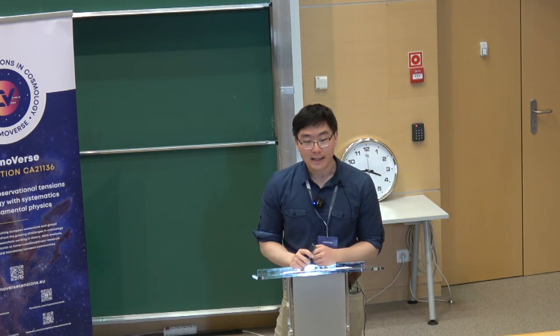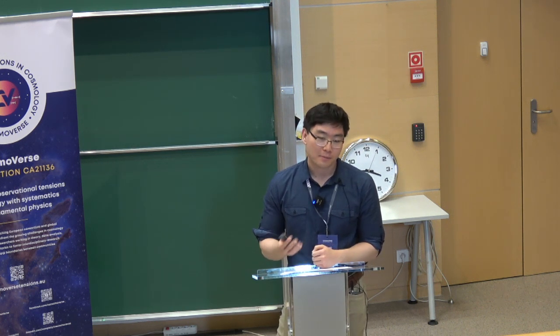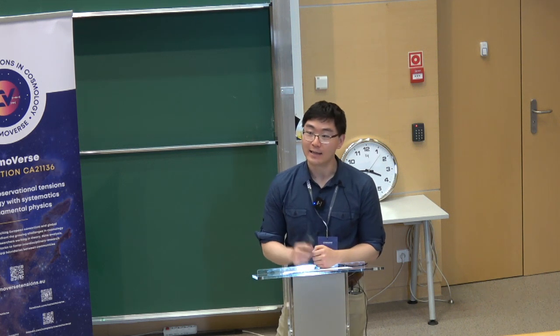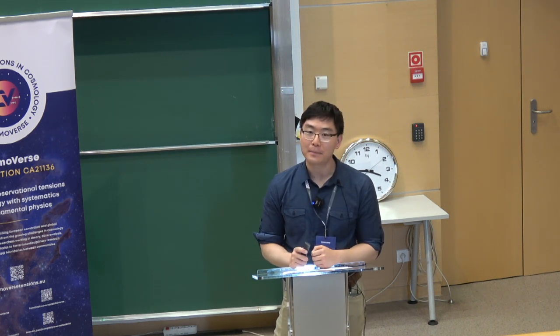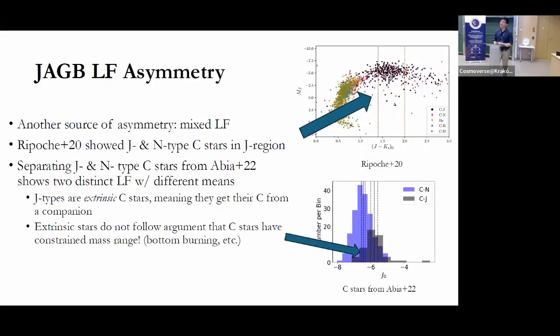Another possibility is that we're simply looking at a mixed population of stars. The Abia 2020 paper showed that in the J region, there exist these N-type and J-type carbon stars. So what we did here is we took this sample from the Abia 2022 paper and plotted the luminosity functions for these galactic carbon stars and separated out the N-types and the J-types. What we found is that when you separate those N-types and J-types, they do have luminosity functions, or again, histograms, that have means that are not quite consistent with each other.